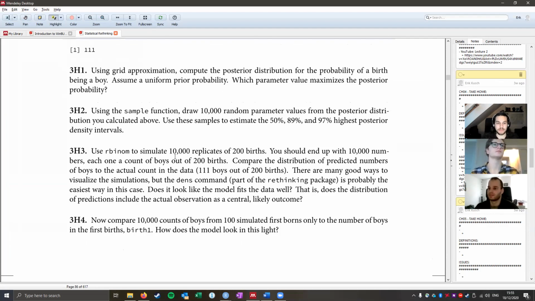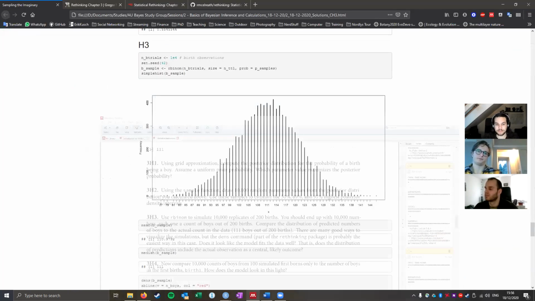H3: using our binom to simulate 10,000 replicas of 200 births, you should end up with 10,000 numbers, each one a count of boys out of 200 births. Compare the distribution of predicted numbers of boys to the actual count in the data, 111 boys out of 200 births. There are many good ways to visualize the simulation, but the dens command of the rethinking package is probably the easiest way in this case. Does it look like the model fits the data well? That is, does the distribution of predictions include the actual observations as a central likely outcome?